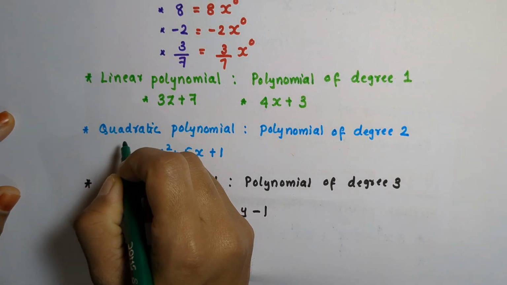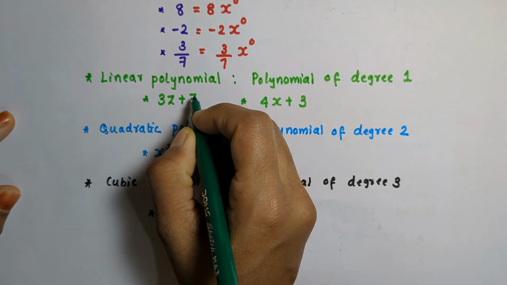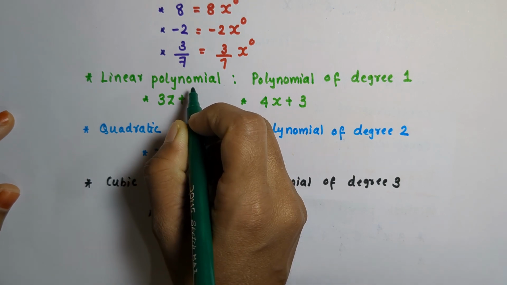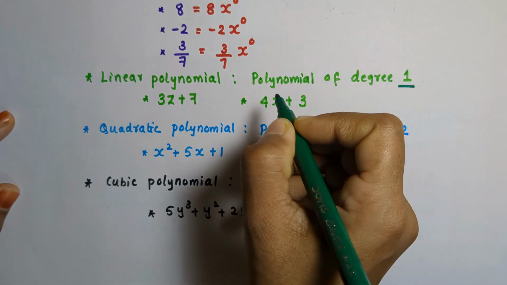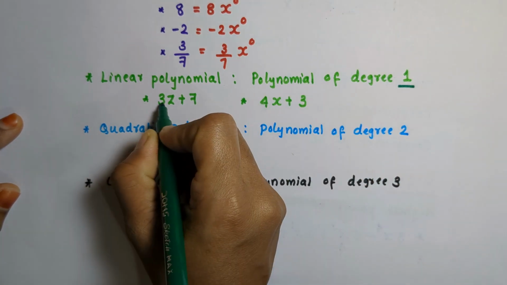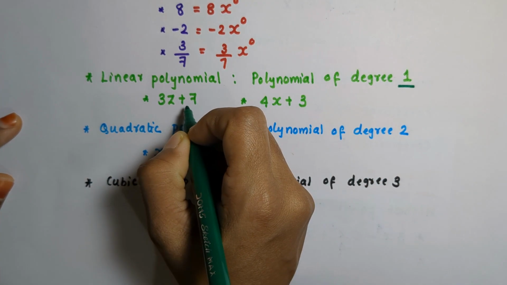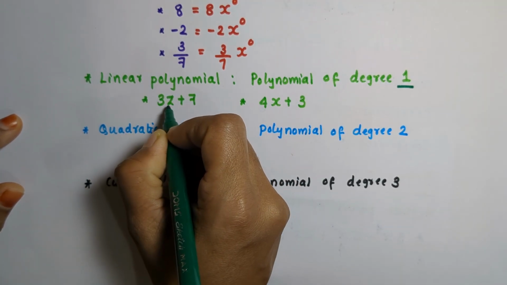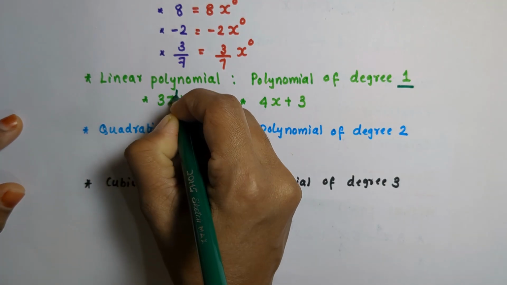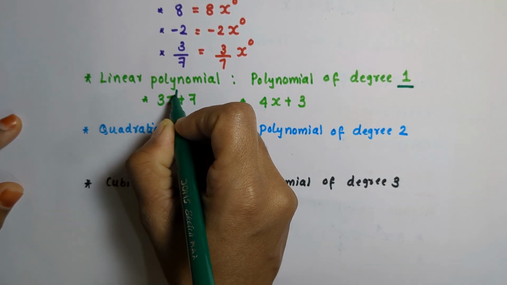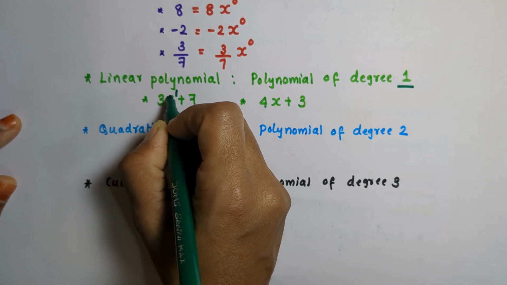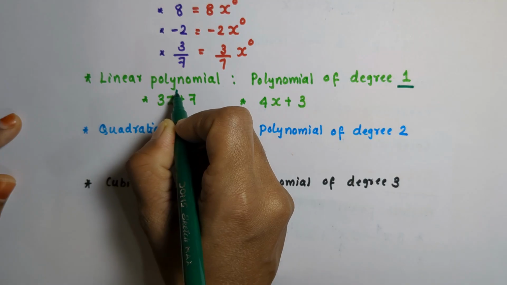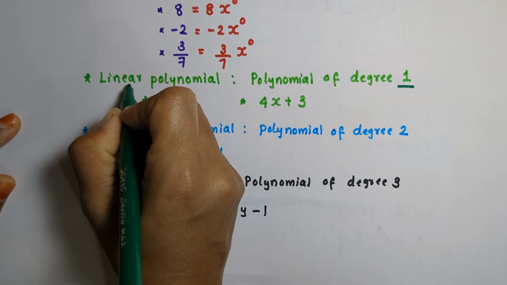Then another type of polynomial is the linear polynomial. A linear polynomial is a polynomial of degree 1. For example, 3z plus 7. Sorry, 3z plus 7. So here this is a polynomial. Now what about its degree? Z is the variable. Its power is 1. Z means z raised to 1. So its degree means the highest power, which is actually 1 here because no other variables are present. A polynomial of degree 1 is called a linear polynomial.